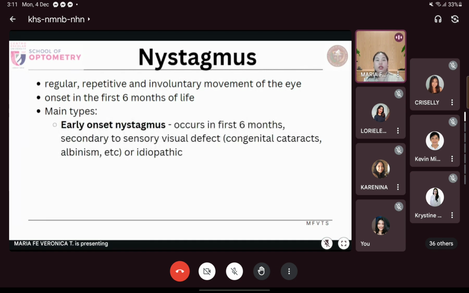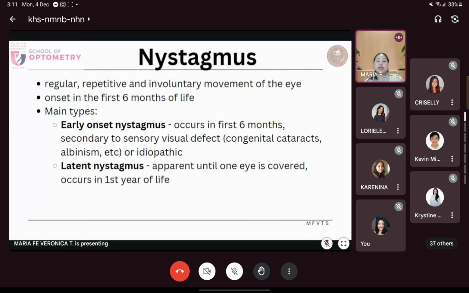Then, main types, the early onset. So, it occurs in the first 6 months, secondary to sensory visual defect. Nagkakaroon usually ng early onset nystagmus if may defect yung baby, di ba? If there is congenital cataract or if there is blockage for sensory vision to develop, yung eyes, naghahanap siya ng focus. Kaya, constant yung movement niya. Kaya nagkakaroon tayo ng early onset nystagmus. It can also just be idiopathic or congenital defect talaga siya upon birth.